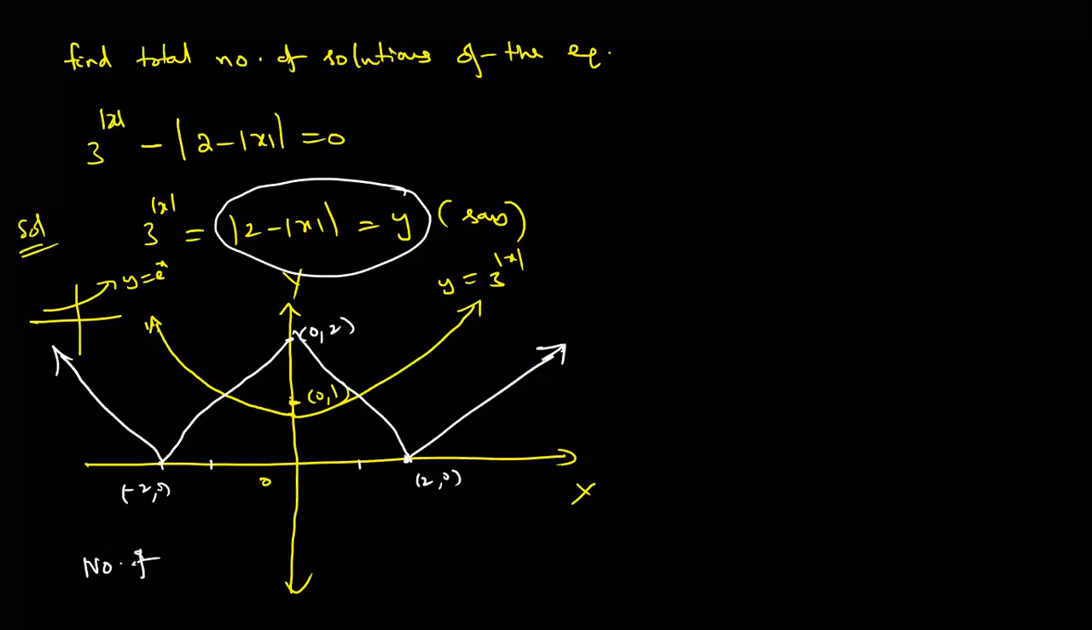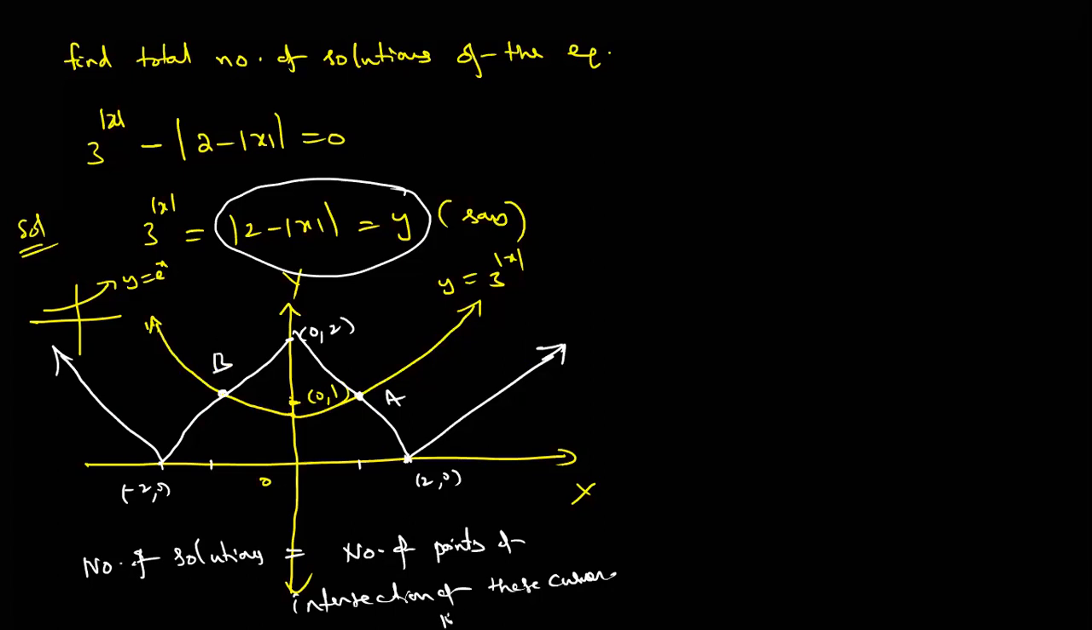Number of solutions is the same as the number of points of intersection of these curves. How many times are these two graphs intersecting? One is C, A. Another one is B. So number of solutions, how many? Only 2. That is the answer. Correct, 2 is the correct answer. Simple. That's all. They are asking like that.